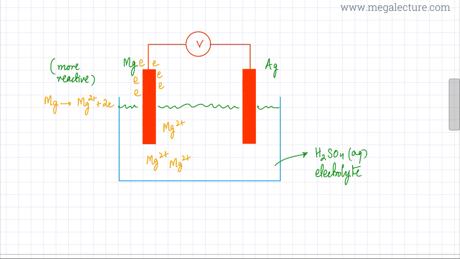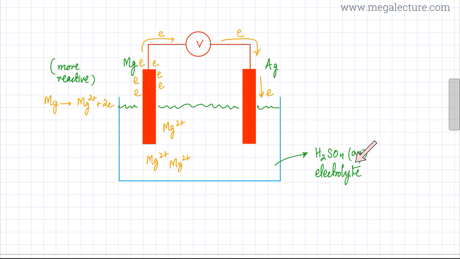And where would these electrons go? They would slowly start traveling to the other side, towards the silver electrode. Silver is your less reactive electrode, which means silver atoms don't have a very high tendency to lose electrons. So these electrons would travel to this electrode, where somebody has to gain these electrons. Mg is the one that's losing electrons, it's producing a lot of electrons, and those electrons travel to the other side, where you have a sulfuric acid electrolyte.